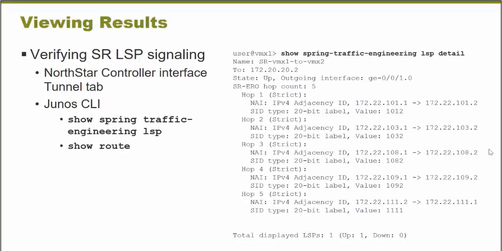Another command that's very useful to me on the ingress node is a show route command, and that will also show me how traffic forwarded to a particular LSP endpoint, the egress node, would be forwarded, and what labels would be pushed onto that packet before it's forwarded across the segment routing domain.